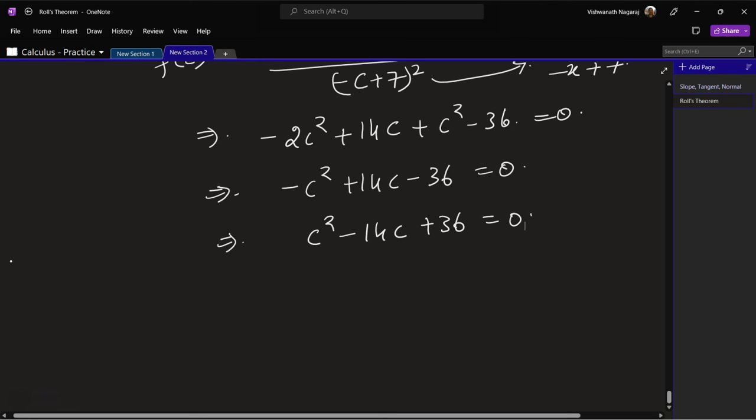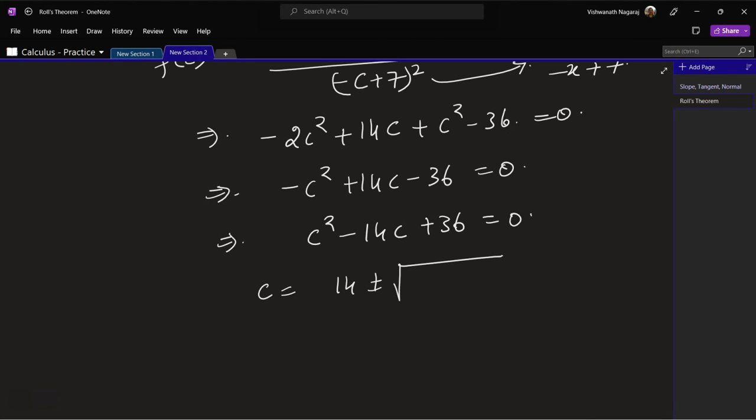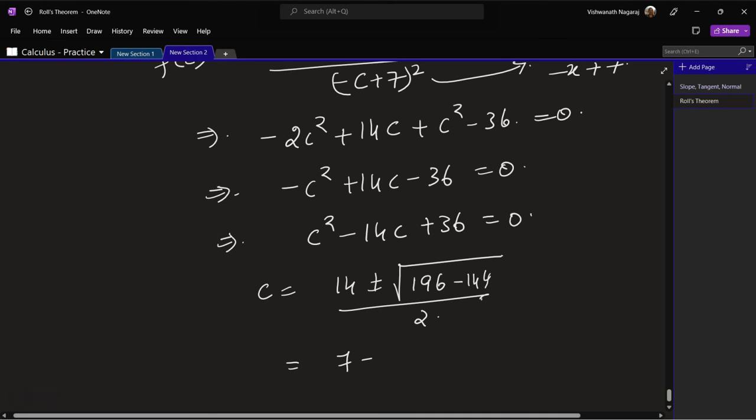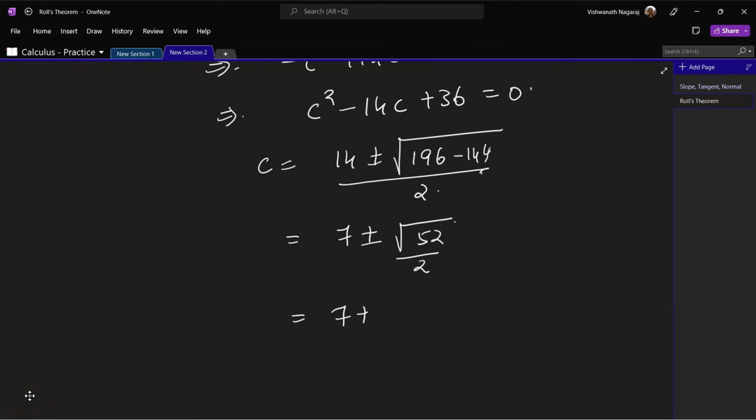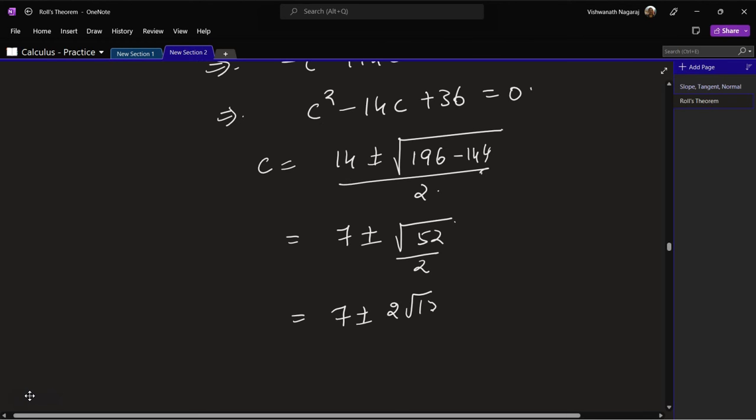Okay. Now let's solve the quadratic formula. So c is equal to minus b plus or minus square root of b square, which is 196, minus 4ac. So 36 times 4 is 144, divided by 2, which gives us 7 plus or minus square root of 196 minus 144, which is 52, by 2, which gives us 7 plus or minus 2 root 13 by 2. So 2 cancels and we have 7 plus or minus root 13.